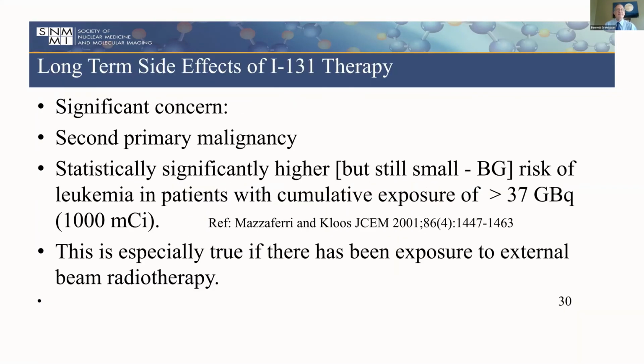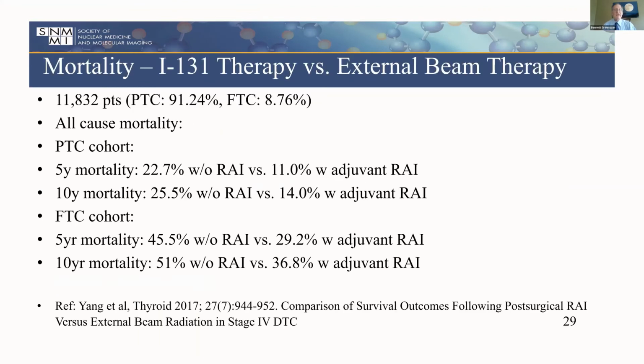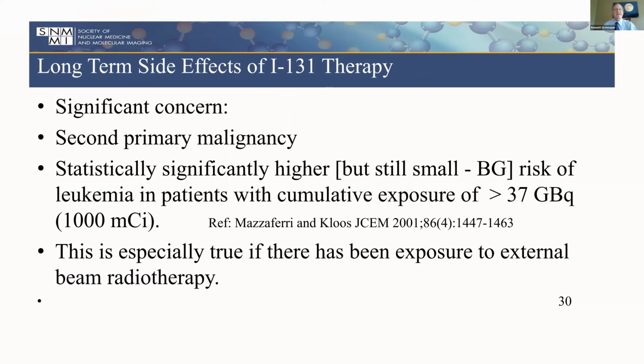Now, they concluded that there was no increase in mortality with radioactive iodine treatment. It turns out actually it's less in every situation listed here. But there is a significant concern of second primary malignancy, and Mazzaferri and Kloos in 2001 stated that there is a statistically significant, higher but still small risk of leukemia in patients with cumulative exposure of greater than 37 gigabecquerels, which is 1,000 millicuries. And this is especially true if there's been exposure to external beam radiotherapy.